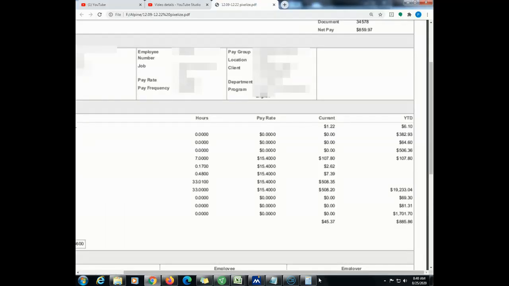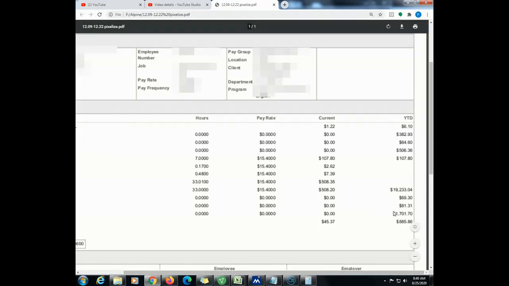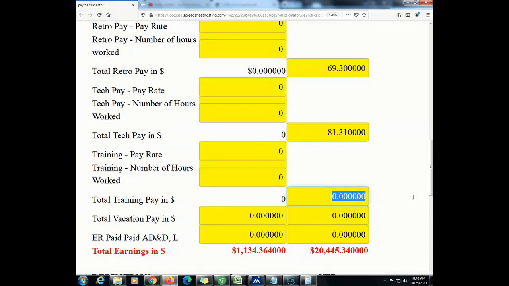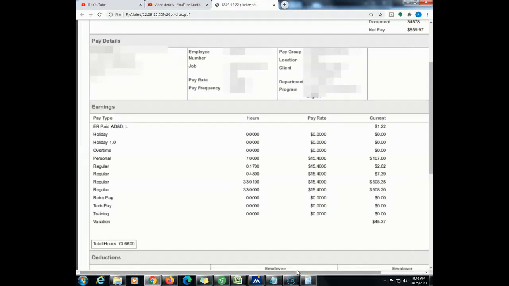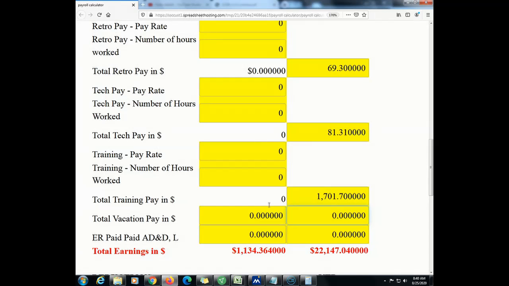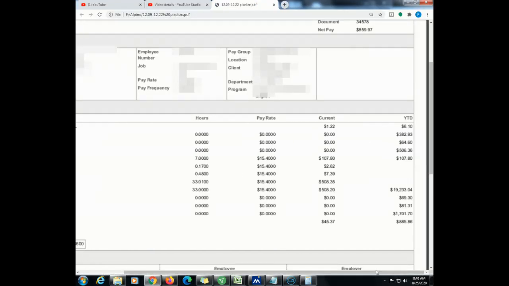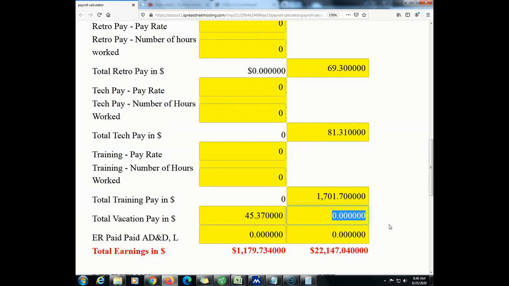Then you have your training pay. If you did get paid for training, this will be your training pay. Let's say this figure is $1,701.70. Your vacation pay, say it's $885.86.